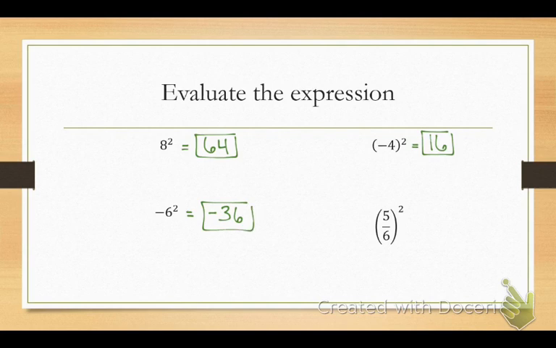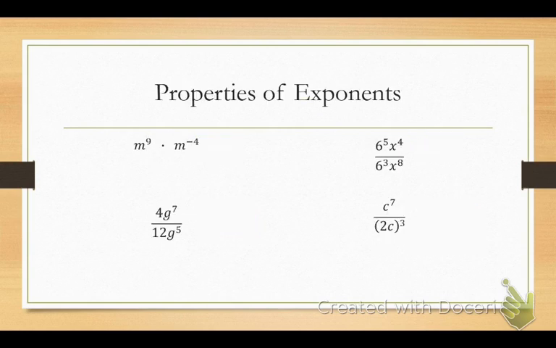Right, coming to this last one. Josh, what'd you get? I got 25 over 36. Perfect. Just raise your numerator and your denominator to that power. Good job. All right, so just evaluating the powers. Again, if it's here, that means it's on your test tomorrow. Okay, properties of exponents. Here's where we started yesterday on the quiz, running into some mistakes. So we're going to spend some time here working through each one of these problems.